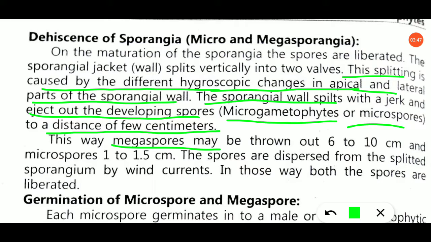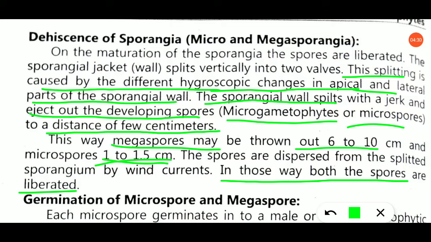These megaspores come from the megasporangium and fall at a distance of 6 to 10 centimeters from it, and microspores at a distance of 1 to 5 centimeters away from their microsporangia. The spores are dispersed from the splitting sporangia by wind currents. In this way both the spores are liberated.